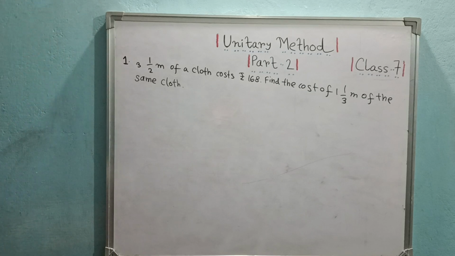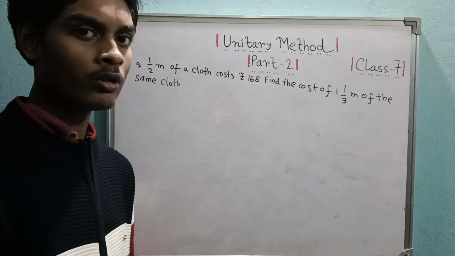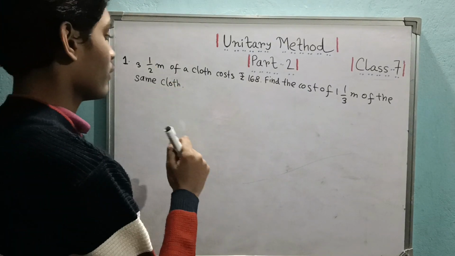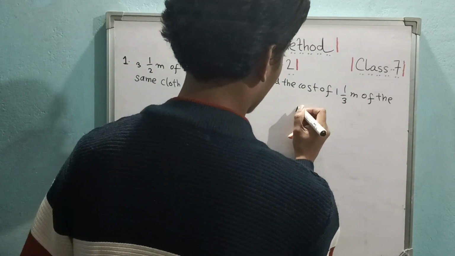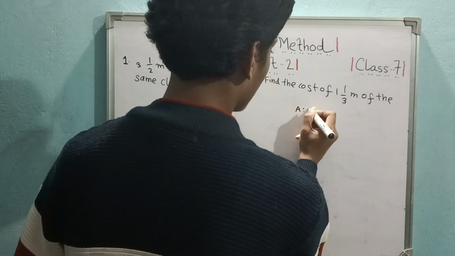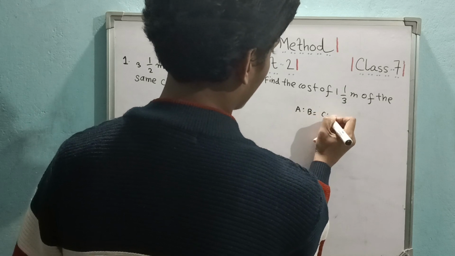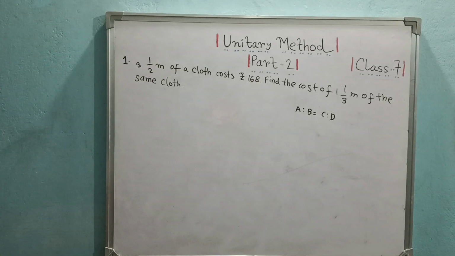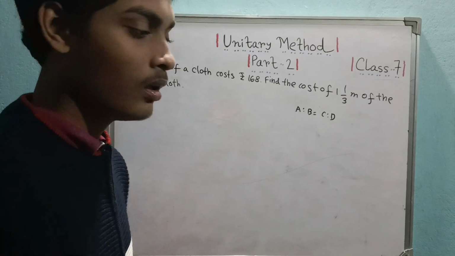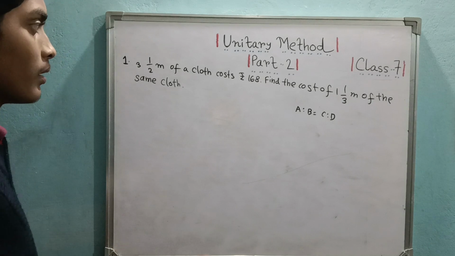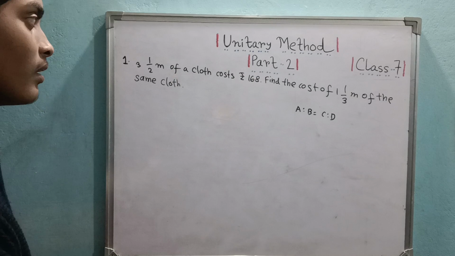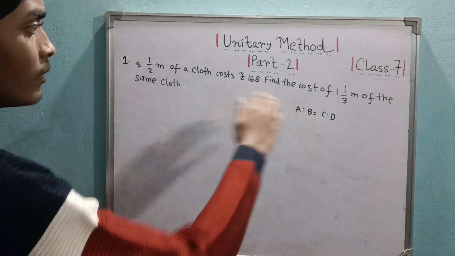Now I am telling one thing. Here, as the cloth increases, the cost will also increase. So you can write this as A is to B equal to C is to D. I told you in the previous video that it can be done with the method of proportion. Here, as the cloth amount increases, the money is increasing, so we can use the method of proportion.